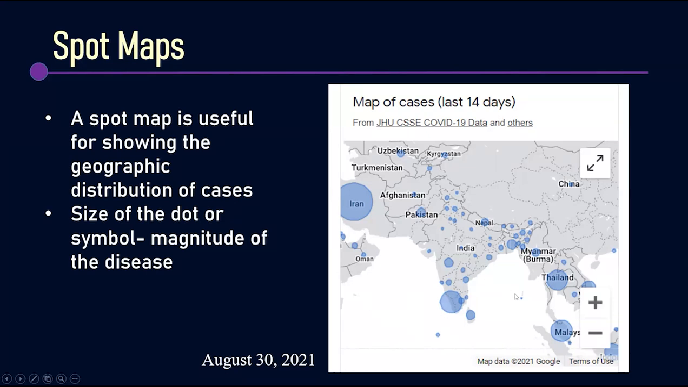This map of the COVID-19 pandemic was taken on August 30, 2021, and the bigger the size of the dot, the bigger the magnitude. So the southern part of India had really more number of cases there. Malaysia, high number of cases. Thailand and Iran were the real hotspots then. So just these spot maps immediately give you the idea where the problem is.